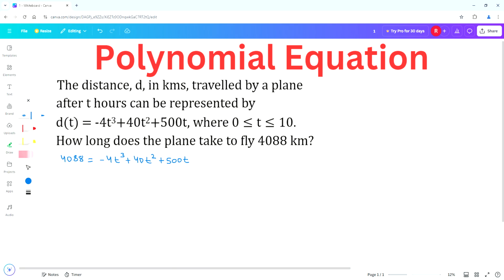To find the value of t, we should set this equation equal to 0. We can move the t cube, t square and the t terms to the left side of this equation. That will change the sign of these three terms. The t cube term will become positive, the t square term will become negative, and the t term will become negative.